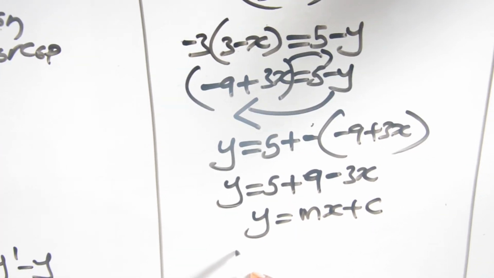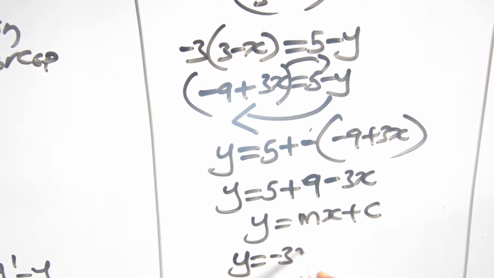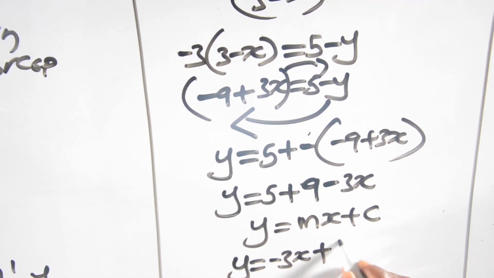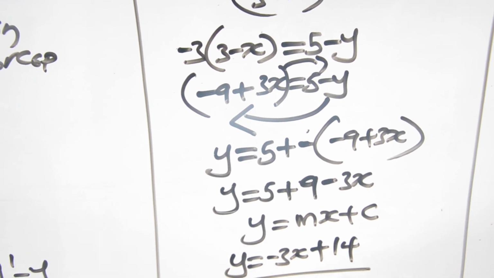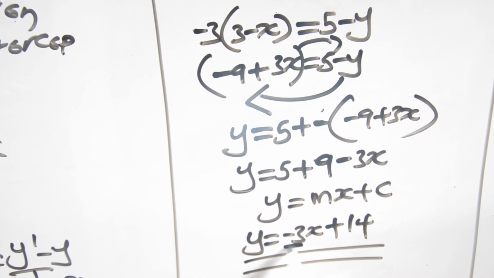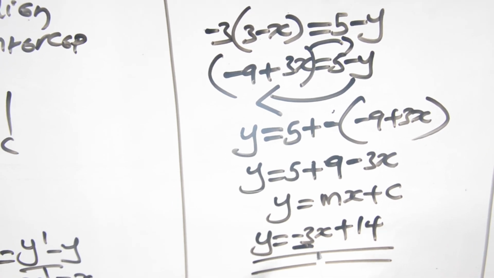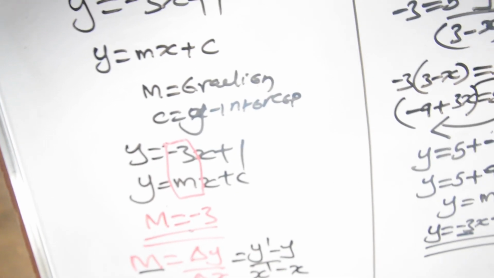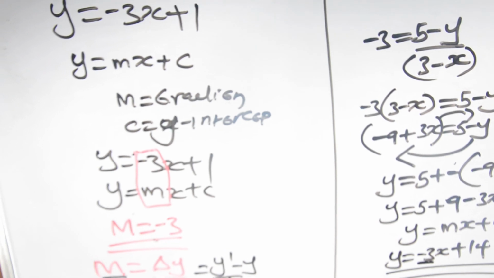So this will give us y is equals to negative 3x, 5 plus 9 is going to give us what? 14. So our equation is in the form y is equals to negative 3x plus c. As you can see, the gradient of this line is equal to negative 3, and we found out that the gradient of the first line was also negative 3. We're going to move to our second example.